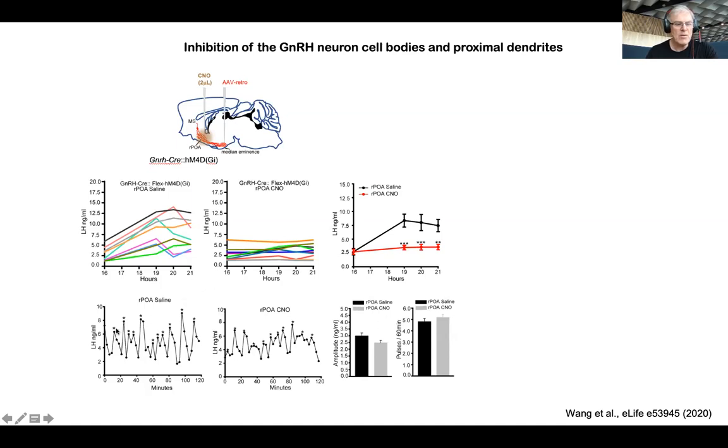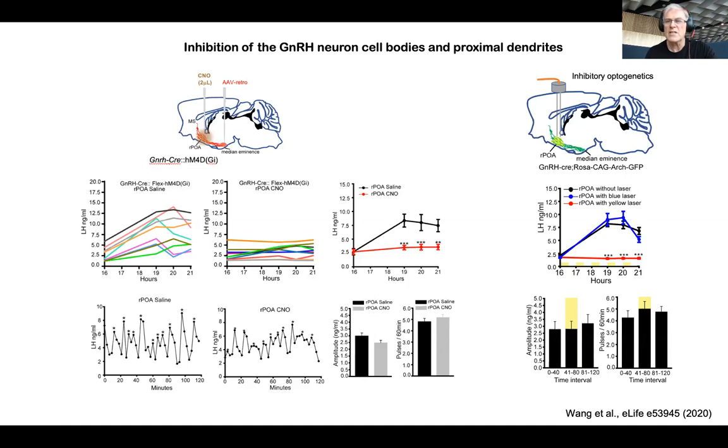However, intriguingly, pulsatile LH secretion continued on completely normally, and here's the mean data here. So this is a little bit confronting because it suggests that the GnRH neuron cell bodies are really not involved in pulsatile LH secretion. So we were aware of that, so we decided to also use another methodology to inhibit these cells. So we used inhibitory optogenetics, in this case, archaerhodopsin. So this was a genetic mouse model in which archaerhodopsin was put into all GnRH neurons, and then bilateral optic fibers put in where we can shine light to inhibit the activity of the GnRH neurons.